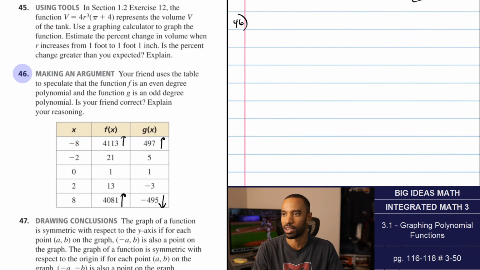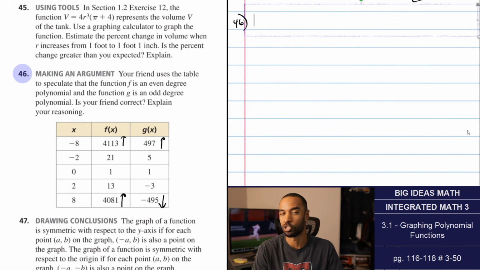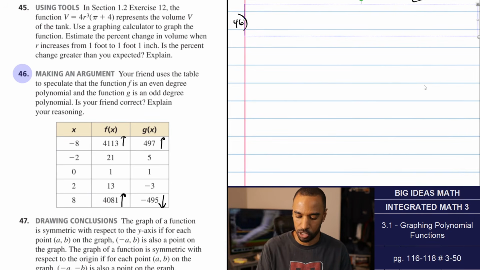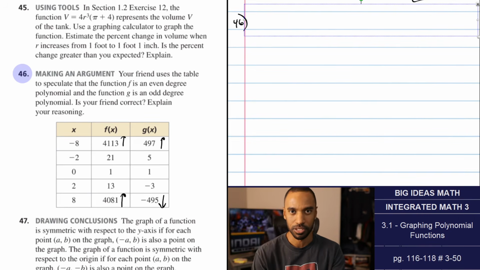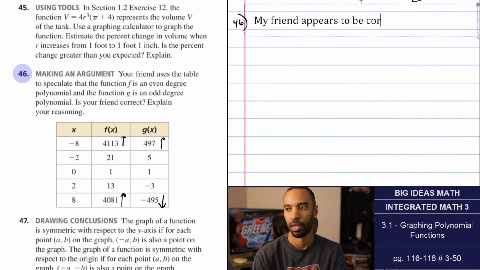I agree with our friend. Our friend, I think, was wrong in the entirety of chapter 2, or at least it seemed like it. They were on a streak of like 4 or 5 sections in a row. Now your friend's actually correct in this section. Let's see if they stay correct in this chapter. My friend appears to be correct.